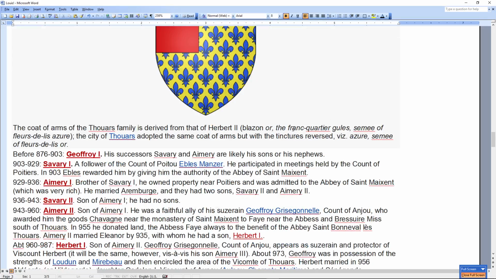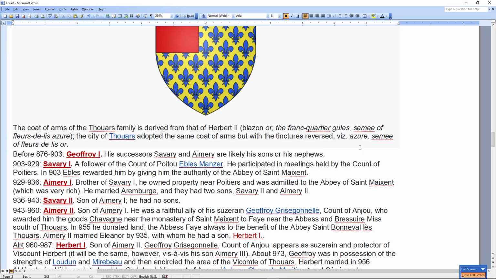And we are going to look at the Thouars family, which is a family that existed 500 years. Louis I was actually the last male that was in the House of Thouars. And his daughter took over when he died, and she was pretty much the last person in the House of Thouars, and then it changed over to the House of Valois.